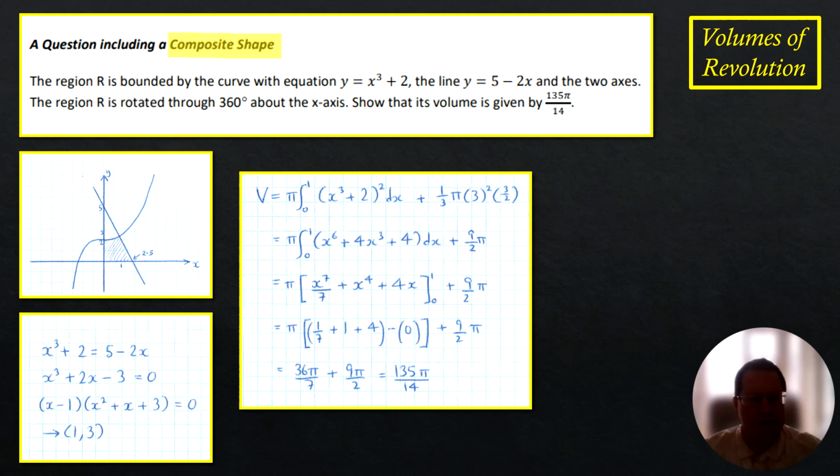So the first thing I've done is to put x cubed plus 2 equal to 5 minus 2x to find that intersection point, which turns out to be (1, 3). So that means that x is 1. So when we're integrating using pi times the integral of y squared dx, we're integrating between 0 and 1 for our cubic curve. That gives us 36 pi over 7. And then for our cone, the radius is 3, because that's the value of 3 that we got when we solved the equation. The height is 3 over 2, because it goes from 1 to 5 over 2. The volume of the cone itself is 9 over 2 pi, and when we add them together, we get 135 pi over 14 as requested.